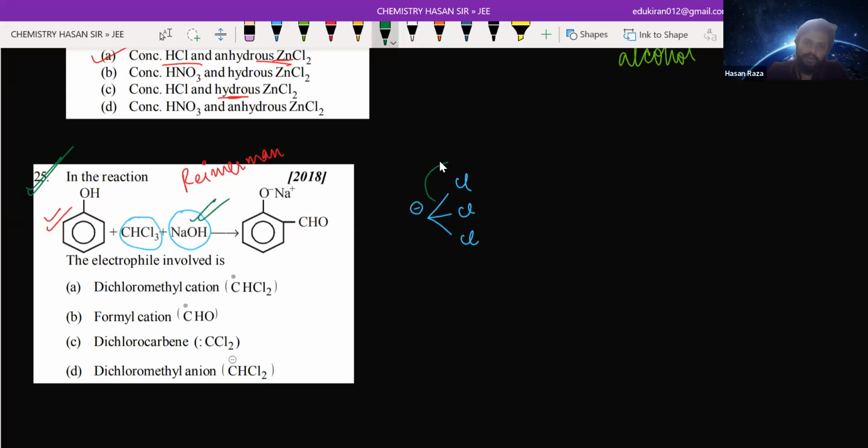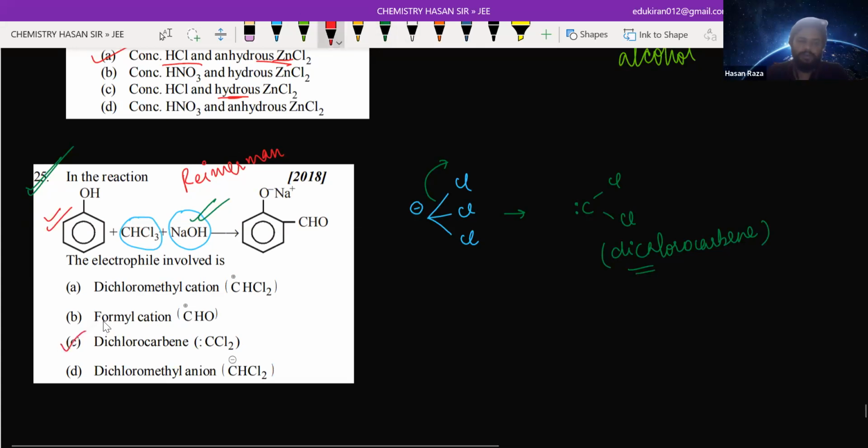So basically this chlorine will also go, and here we get CCl2, which is known as dichlorocarbene. Dichlorocarbene it is. So we can write dichlorocarbene. And this is your dichlorocarbene, you can see. So you can see the answer will be like this. The answer will be C. If you want to see the whole mechanism after formation of this dichlorocarbene, what will happen?